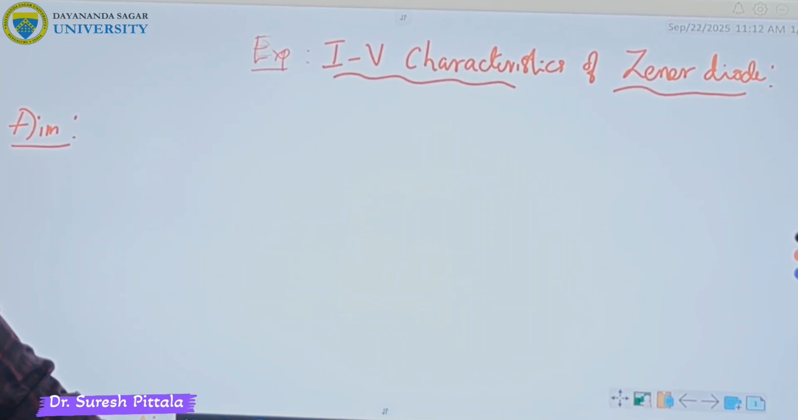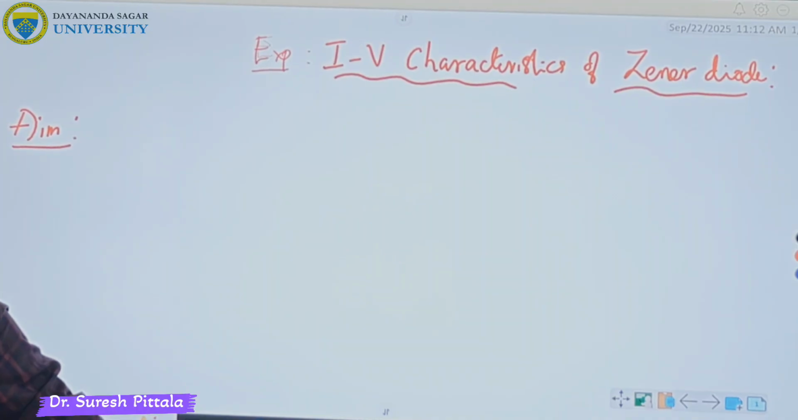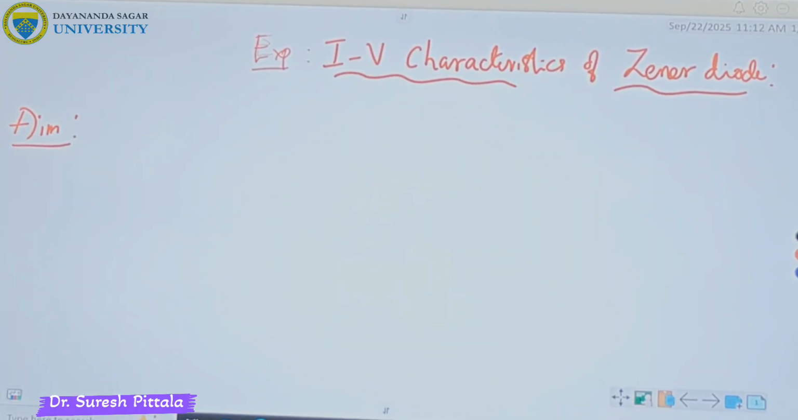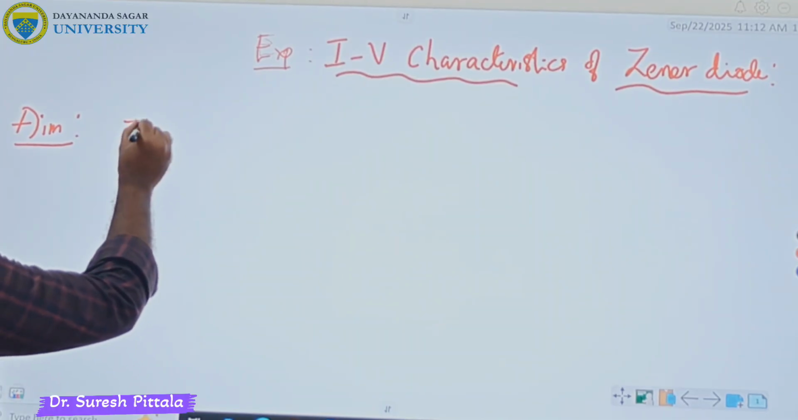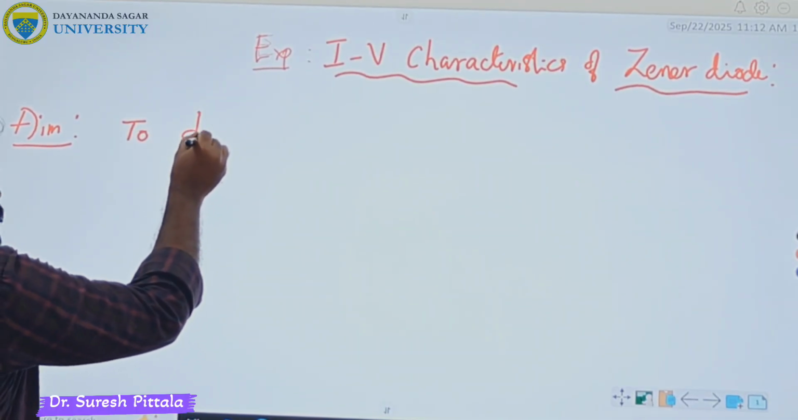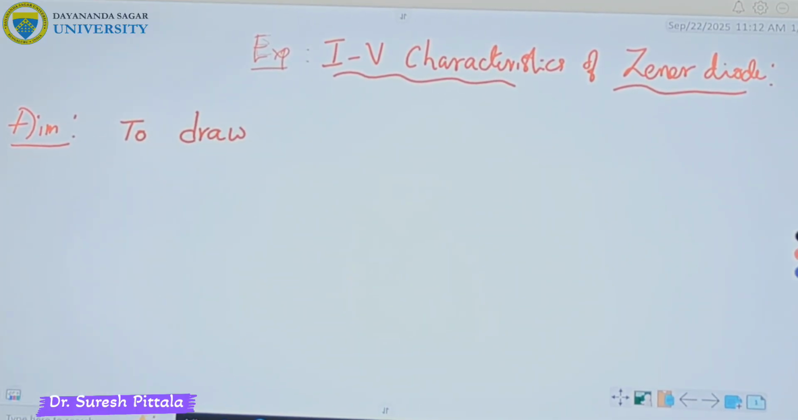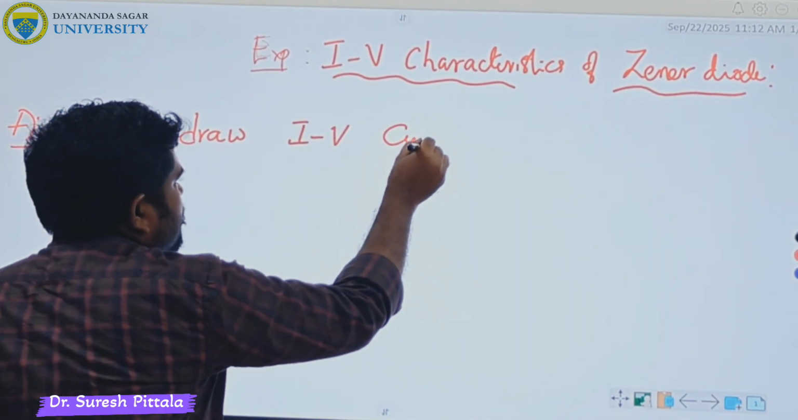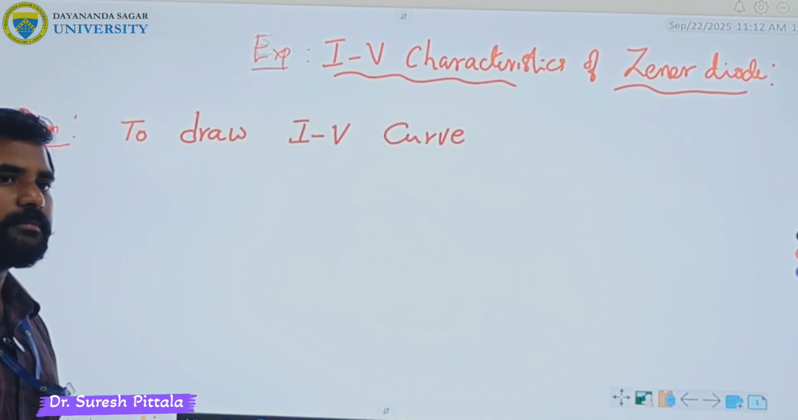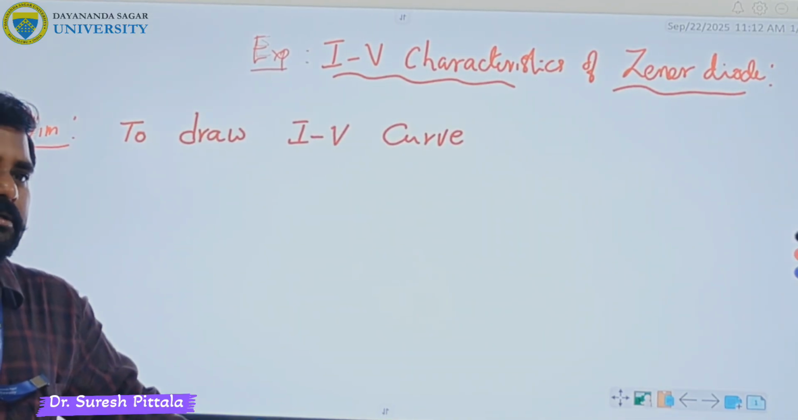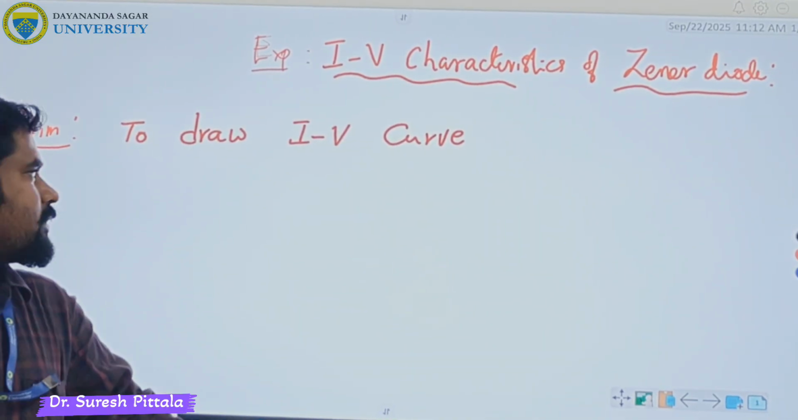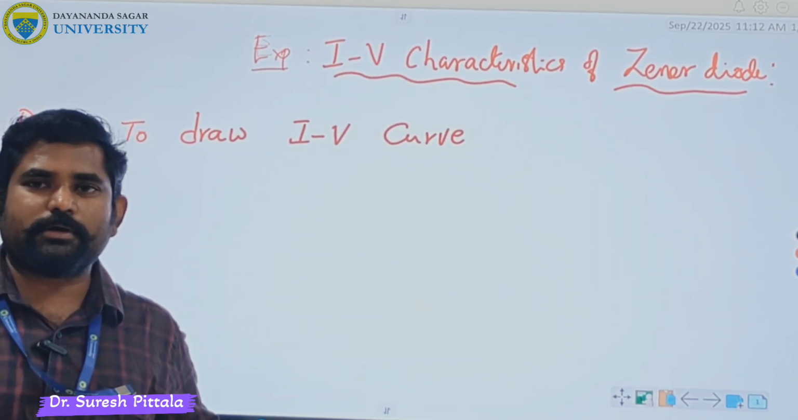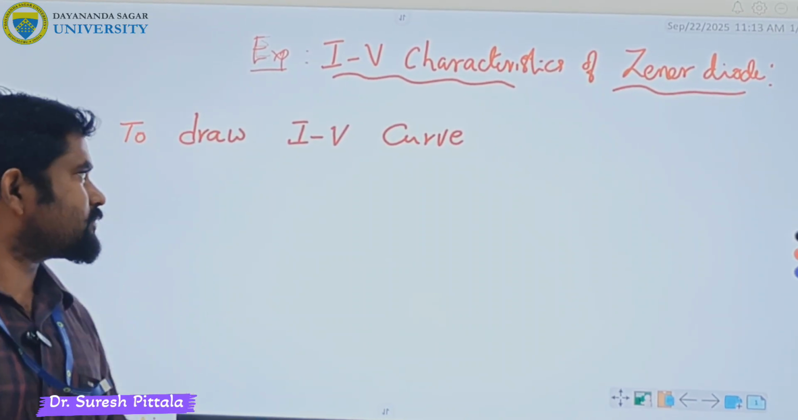So to study VI characteristics, or usually we call it IV characteristics, anything is fine. So the aim is to study and you have to draw your IV curve. To draw the IV curve, what is I? Current. Current coming as input or output? Output. So what is V? Voltage you are giving as an input to what? Zener diode. So that is very important.